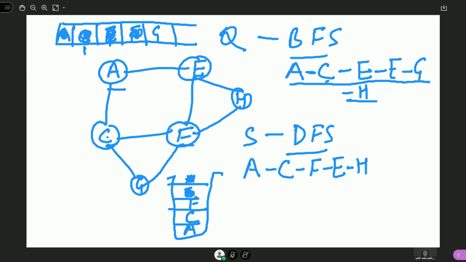Remove E. From F I can go to G, C, E, or H. C is finished, G remains, and H and E are finished. So I will take G. Everything else is finished now. So this is your answer: A, C, F, E, H, G.